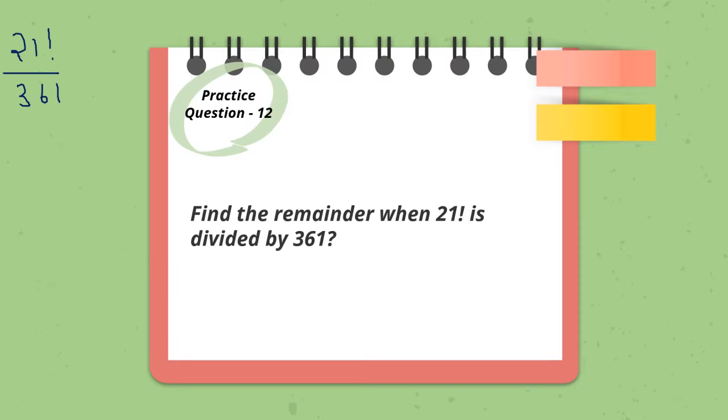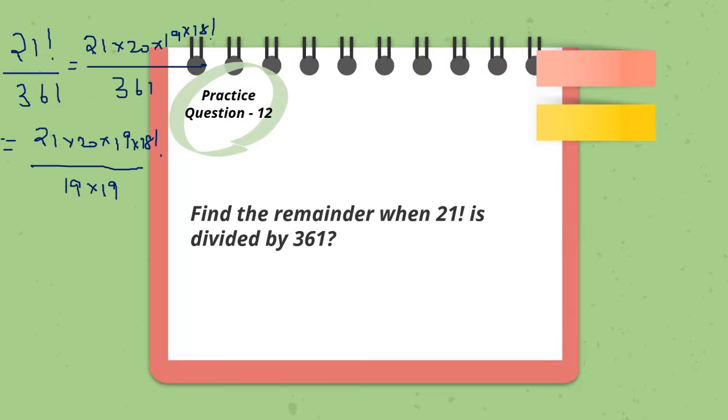So 21, I'm going to write this as 21 into 20 into 19 into 18 factorial divided by 361. You must be wondering why I should stop with 18, because 361 is nothing else but 19 into 19. Okay, so 361 is actually 19 into 19. Let us put it this way. So here it is 21 into 20 into 19 into 18 factorial divided by 19 into 19. So we have a common factor here. So we are applying the common factor theorem. So I'll take 19 outside into remainder.